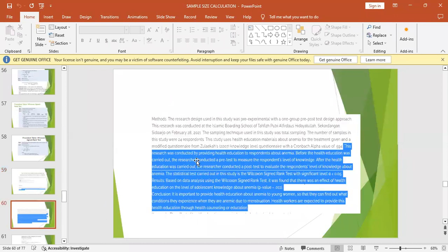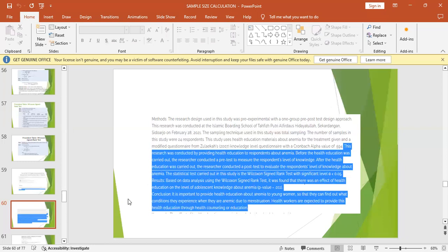This research was conducted by providing health education to respondents about anemia. Before the health education was carried out, the researcher conducted a pretest to measure the respondents' level of knowledge. After the health education was carried out, the researcher conducted a post-test to evaluate the respondents' level of knowledge about anemia. The statistical test carried out in this study is the Wilcoxon sign rank test with a significance level of less than 0.05. Based on the data analysis using the Wilcoxon sign rank test, it was found that there was an effect of health education on the level of adolescent knowledge about anemia.